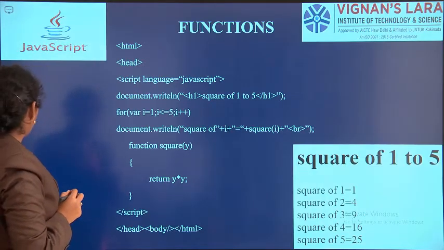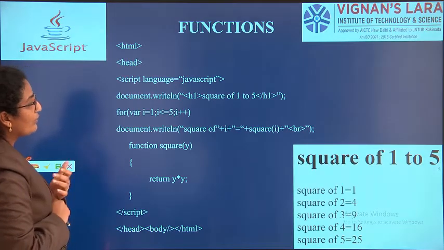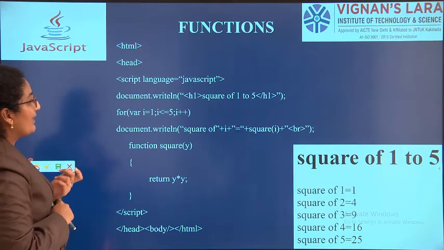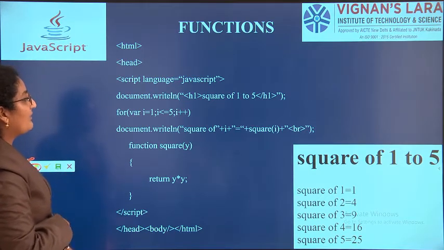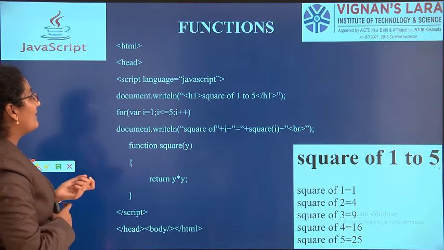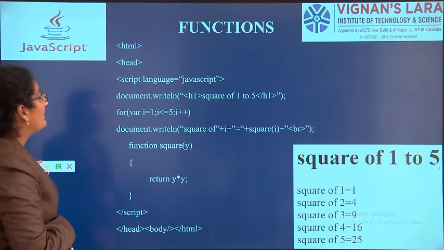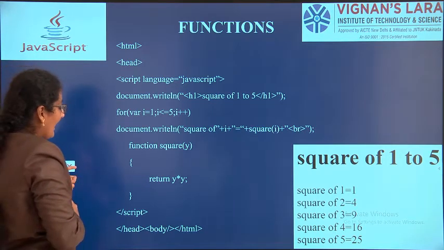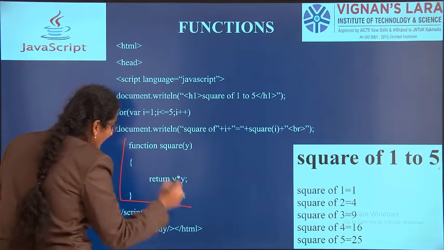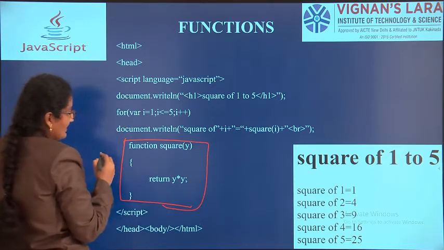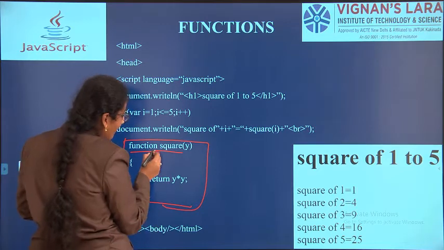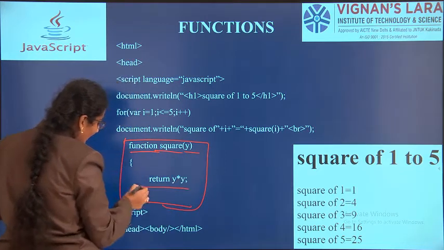So that will be the output for that. We are finding the square roots. I want to find the square root from 1 to 5. For finding the square root from 1 to 5, I have written a JavaScript program. Here I am using a function. So what is the syntax? Function name, argument list, statements.